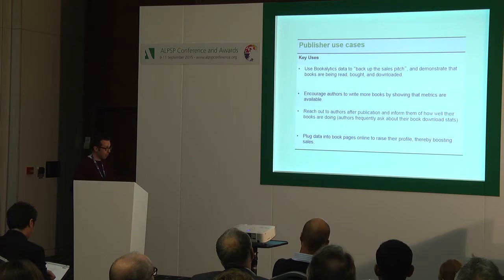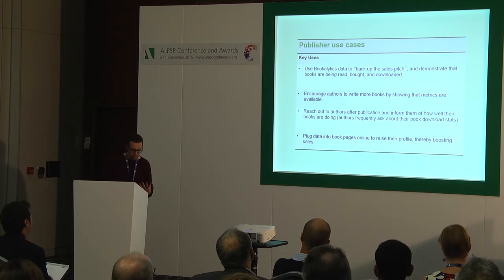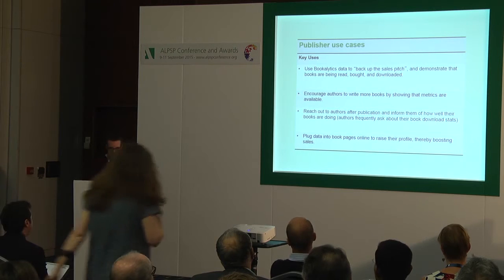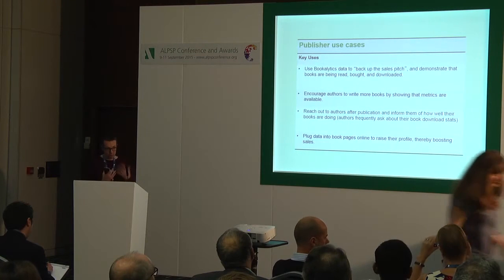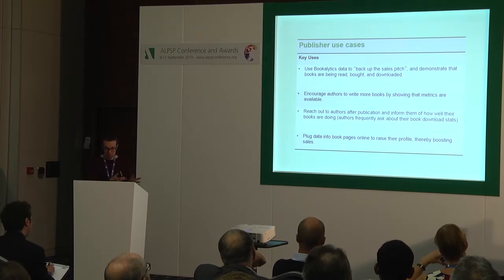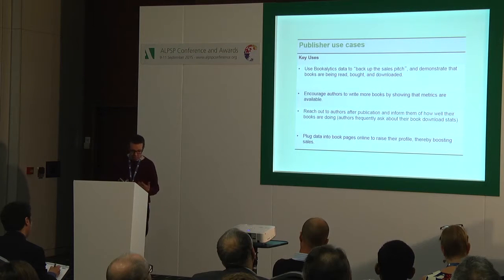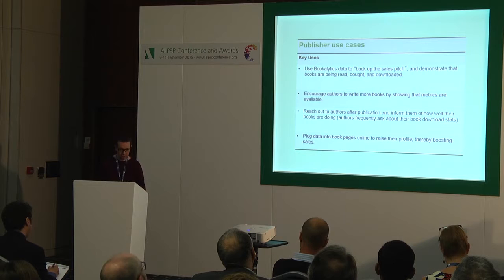The cold-hearted capitalist pig dog use cases, if you like, are really that you can use this data to first of all back up a sales pitch. You can go to the author or to people buying these books and say, look, other people are reading them and finding them useful. To authors, you can say, look, you can get this extra data by publishing with us, and also you can get a bit more business intelligence, or market intelligence, looking at the books that are popular and the ones that aren't.